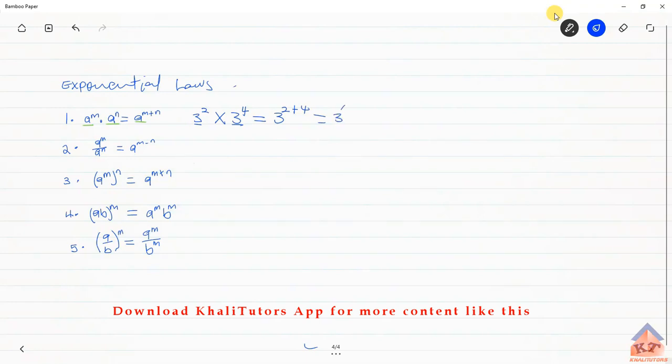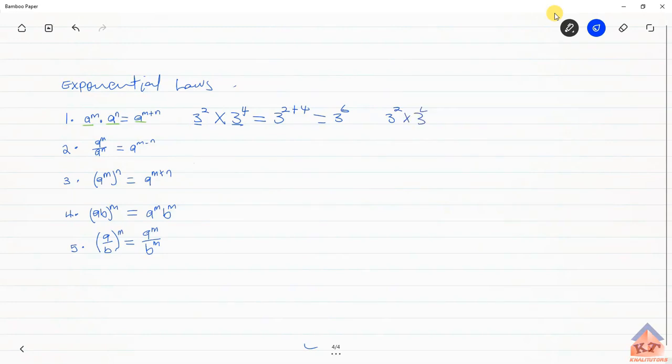which is equal to 3 to the power 6. Okay, so this rule is not strictly confined to only 2 numbers. You can have 3 numbers. For example, if you had 3 to the power 2 multiplied by 3 to the power 4 multiplied by 3 to the power, let's say, 7, you will still do the same. You're multiplying powers of the same base, you add the exponents.